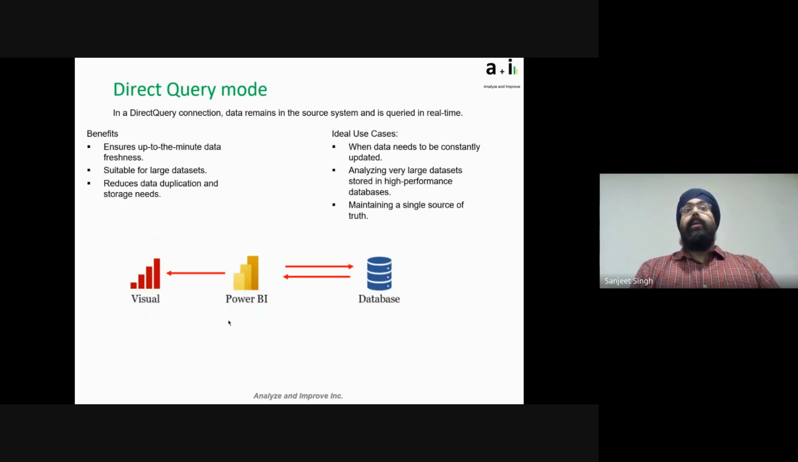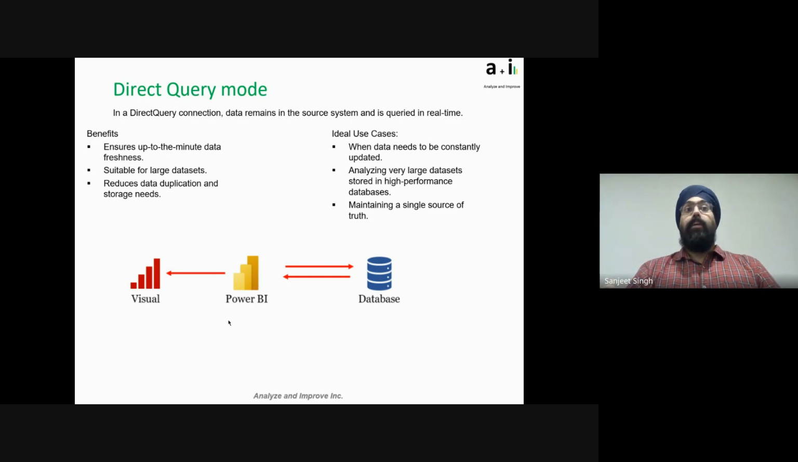The direct query mode. In a direct query connection, data remains in the source system and is queried in real time. So we are not storing data. This data is directly linked with the chart, with the visuals. Like if you create a bar chart, or you create a pivot table in your report, it directly connects with the chart and the pivot table. The benefit ensures up-to-the-minute data, because it's a live data connection. The charts, pivot tables, or the visuals are refreshed on a real-time basis.